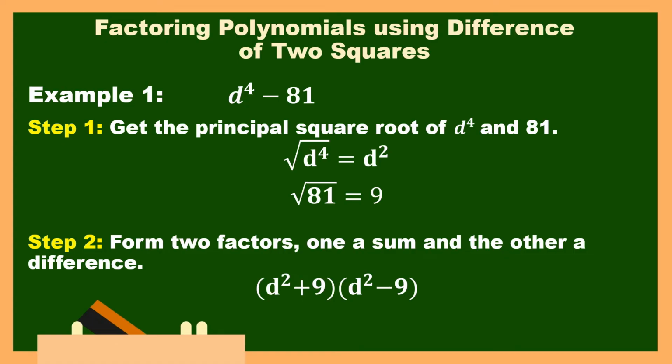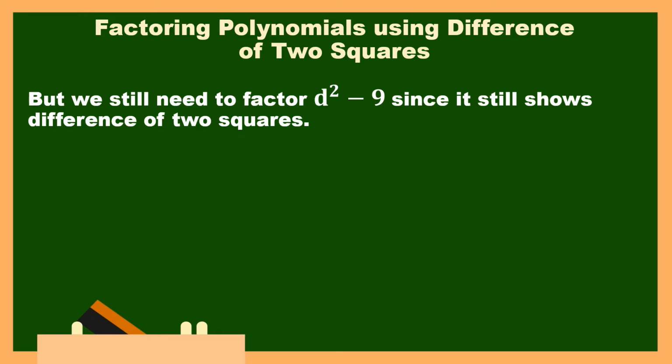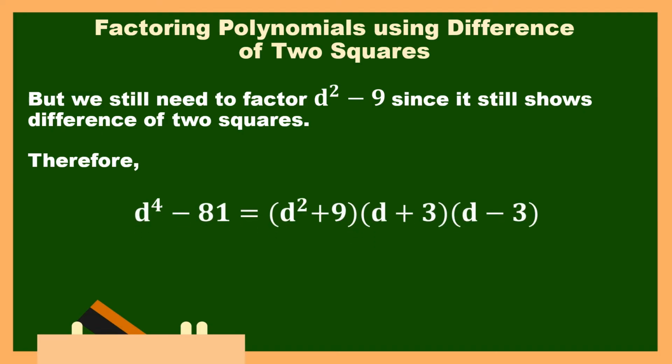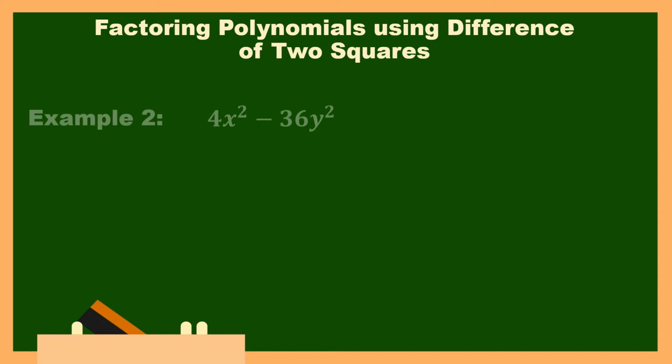And the polynomial expression D raised to 4 minus 81 has the factors of the quantity of D squared plus 9 times the quantity of D squared minus 9. But we still need to factor D squared minus 9 since it still shows difference of two squares. Therefore, the polynomial D raised to 4 minus 81 is equal to the quantity of D squared plus 9 times the quantity of D plus 3 times the quantity of D minus 3. Yan ang kanyang factors. Let us have another example.